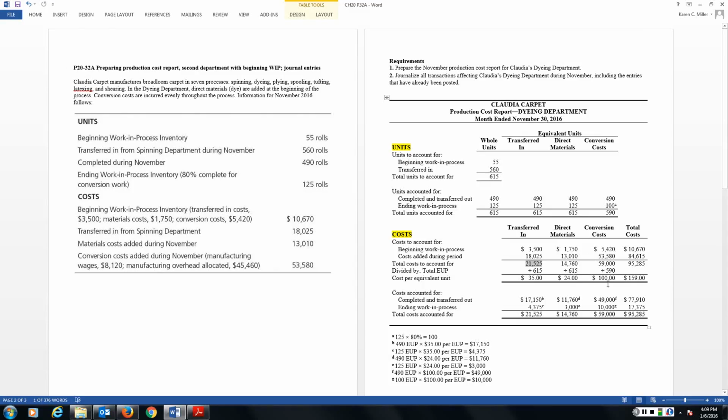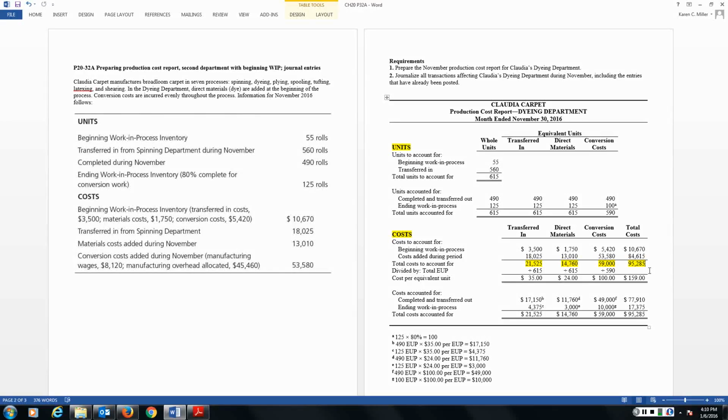And that's what we see in this particular situation. So once we know the total costs that have taken place in this department, although we have some that were transferred in, we have the direct materials, we have the labor and the overhead. We have got a total of $95,285 to account for in this particular process.